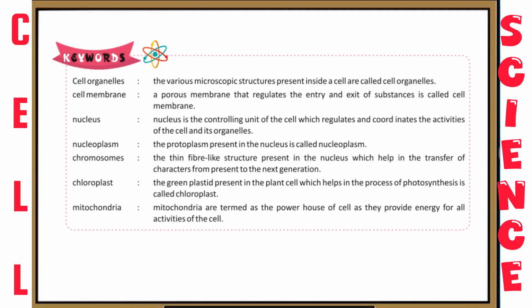Next is chromosomes. The thin fiber-like structures present in the nucleus which help in the transfer of characters from parents to the next generation. Next is chloroplast. The green plastid present in the plant cell which helps in the process of photosynthesis is called chloroplast. Next is mitochondria. Mitochondria are termed as the powerhouse of the cell as they provide energy for all activities of the cell.